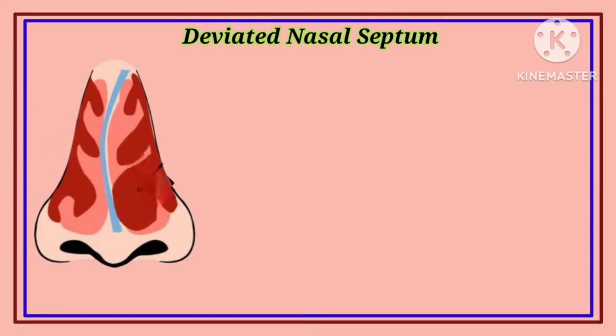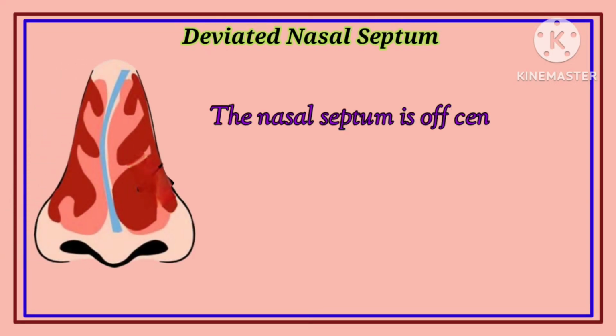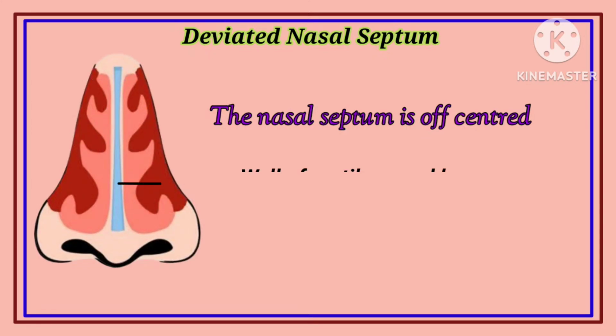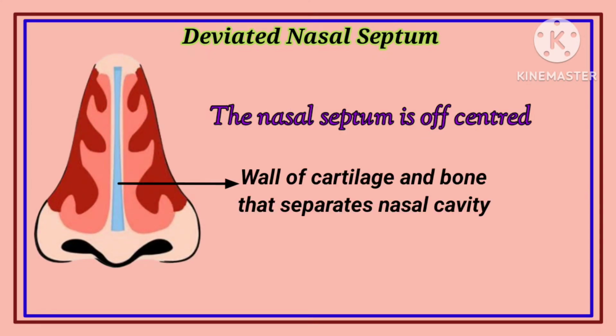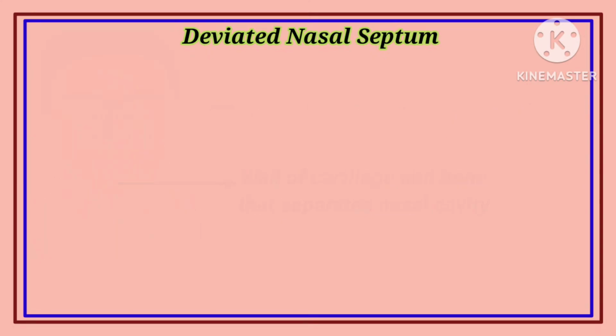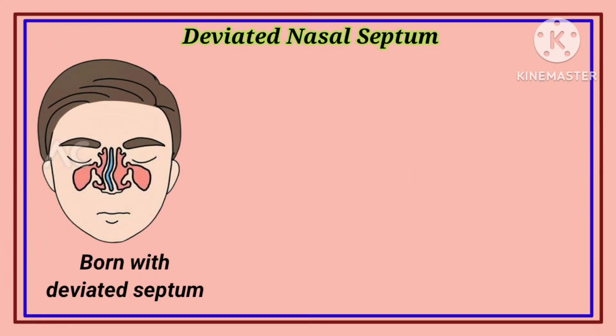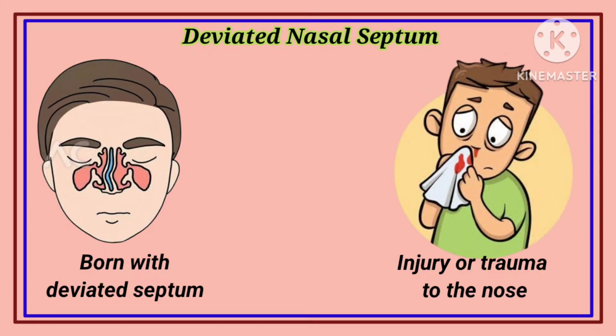Deviated nasal septum is a condition in which the nasal septum is off-centered. The nasal septum is a wall of cartilage and bone that separates your nasal cavity. Some people are born with a deviated nasal septum and some people have it due to injury or trauma to the nose. There are many types of deviated nasal septum.